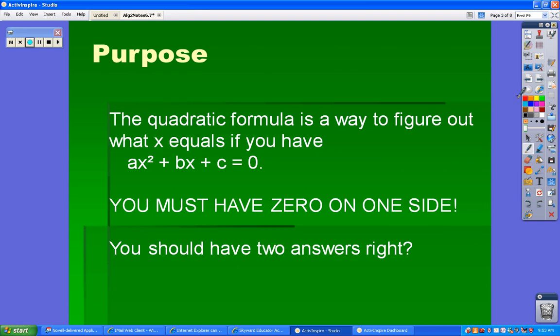So let's look at what we got here. It is the way to figure out what x equals if you have this. Here's the kicker. You have to have 0 on one side. So the first thing you have to do is get 0 on one side.